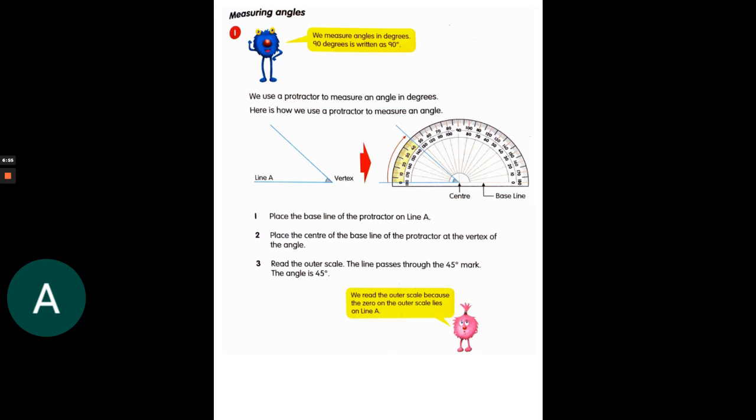There's the instructions again. Place the baseline of the protractor on line A. Place the centre of the baseline of the protractor at the vertex of the angle. Read the outer scale. Now, yours might be quite similar to about 45 degrees. I'll pause the video, you can have a go.